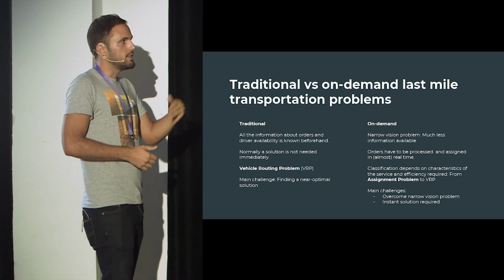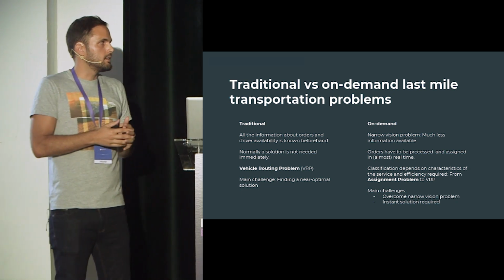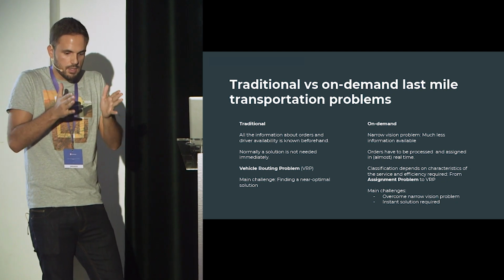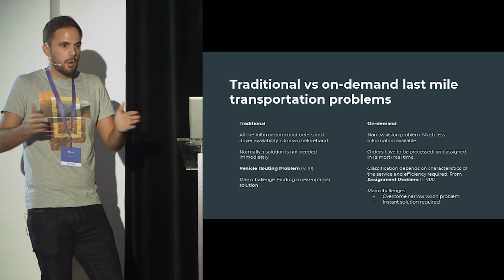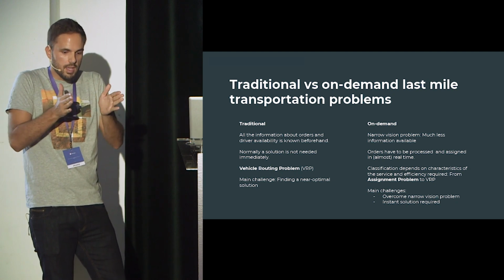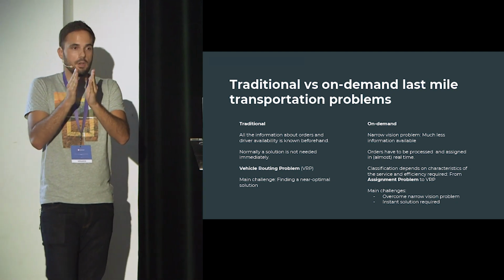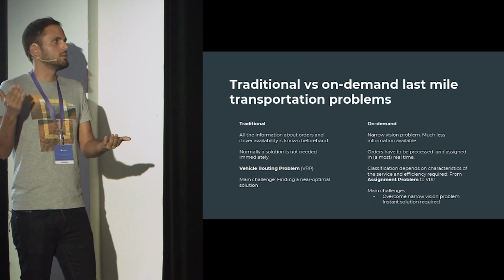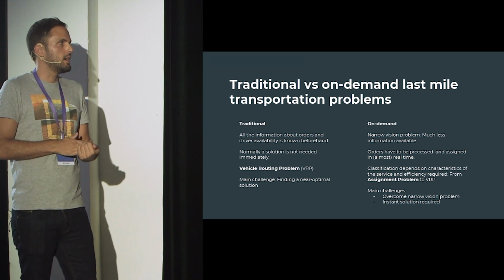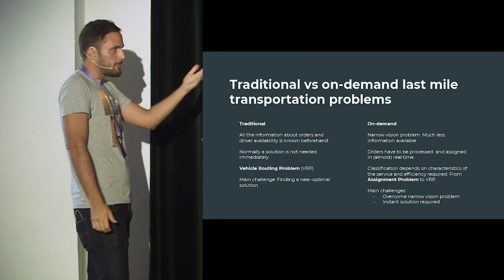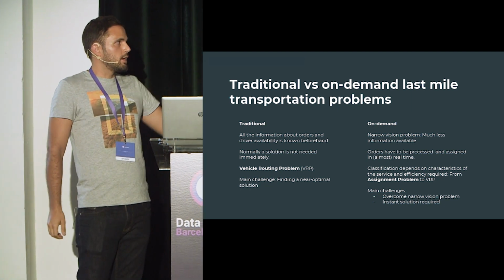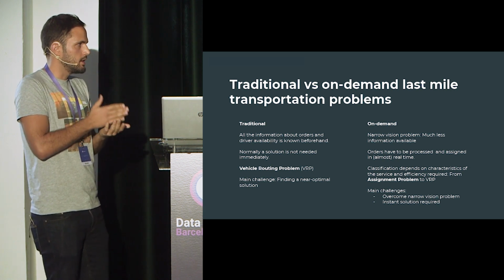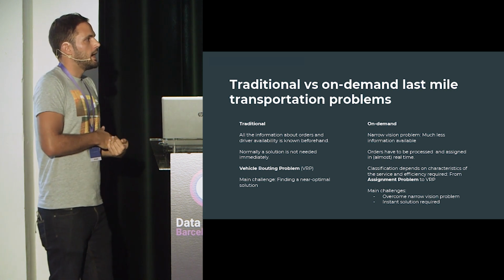Okay, and this problem is called in the literature the narrow vision problem, which is the fact that even though you have to solve a problem for a whole day, you only have a vision of a very, very short period of time. If you make bad decisions, this could lead to very inefficient planning. So the characteristics, again, are the narrow vision.